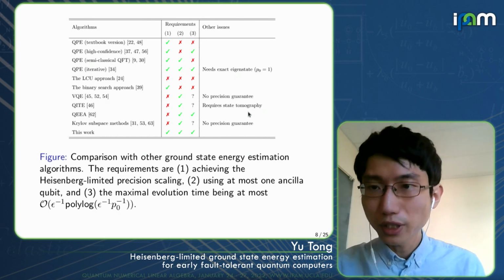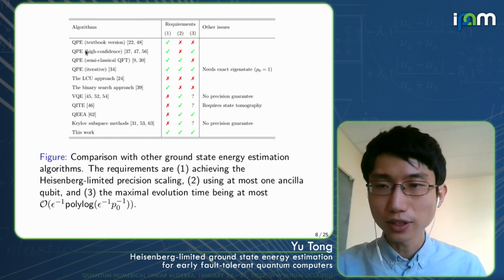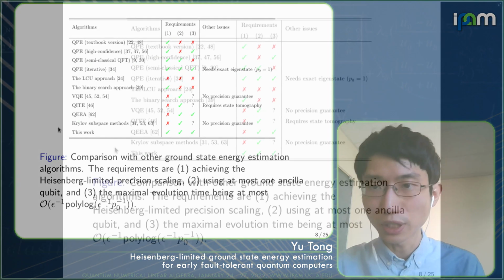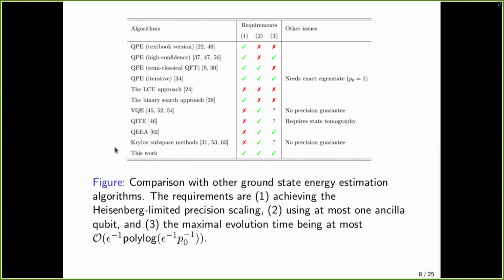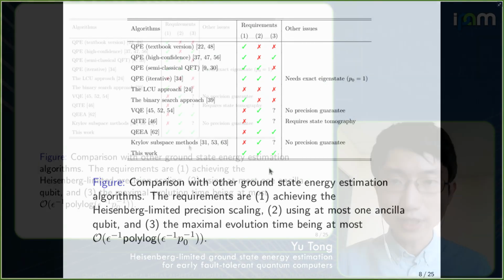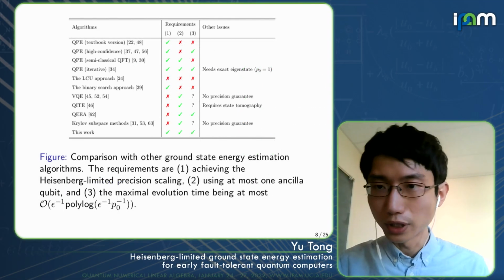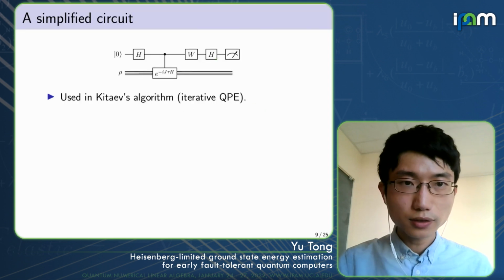And for these three goals, we can look at all the existing quantum algorithms for estimating the ground state energy and see if each of them can satisfy all three requirements. And it turns out that our algorithm is actually the only one that satisfies all three. There is quantum phase estimation, or iterative quantum phase estimation, but it needs an exact eigenstate, which isn't generally available. So in this sense, we say our algorithm is ideal for the early fault-tolerant setting.